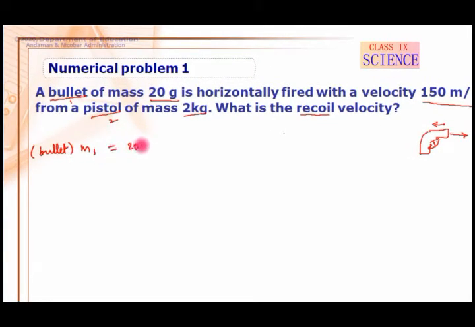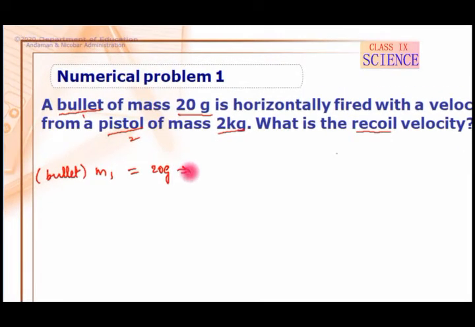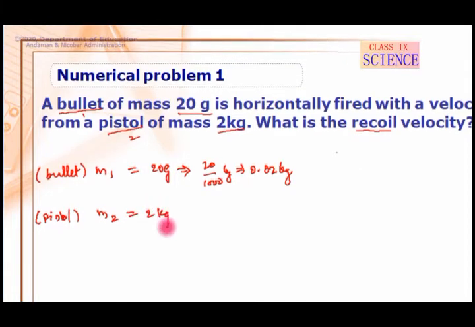The mass of the bullet is equal to 20 gram. The mass is given in gram in the case of the bullet, whereas in the case of the pistol it is in kg. So, always mass should be expressed in kg. By converting it into kg, this will be 20 by 1000 kg, right. So, finally we will get 0.02 kg. Now, m2, what is our mass 2? Here mass 2 is the pistol, right. Here the mass of the pistol is 2 kg, we write as it is.